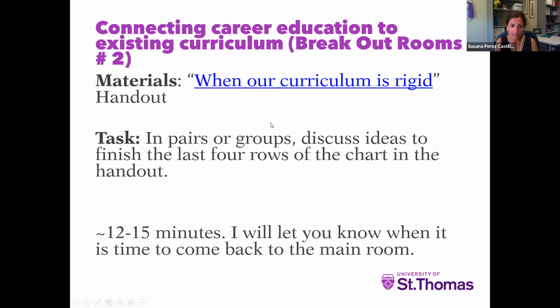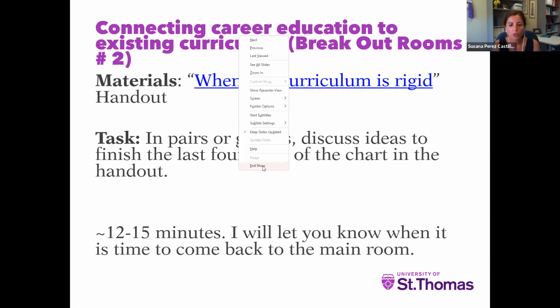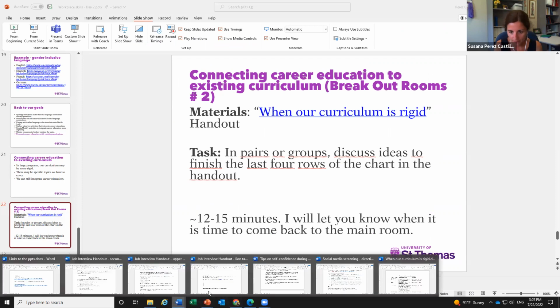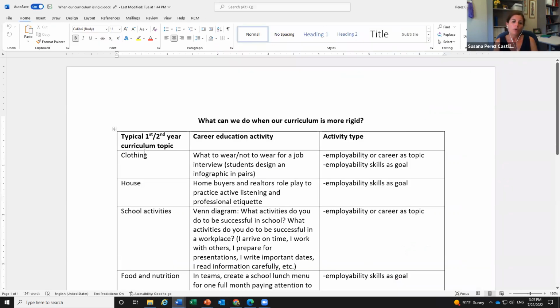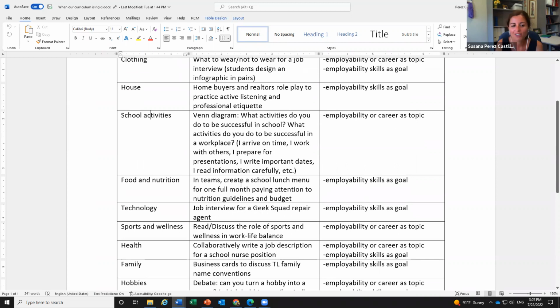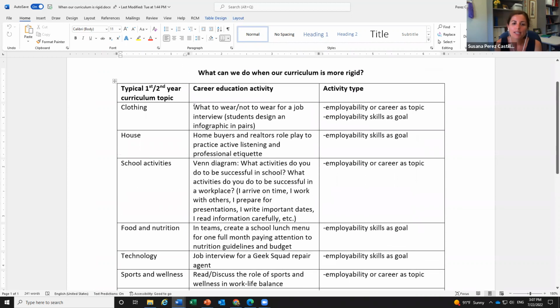So in the next, it says it's a task. We're not gonna do it in breakout rooms. I'll just do it with all of you. So this link takes you to this document, where you have the typical first and second year curriculum topic for all the languages: clothing, house, you probably have a unit on school activities, food and nutrition, technology, right? And then I give you some activities you could do. You're still covering clothing. You have that vocabulary or whatever grammar that goes with it. And you're doing an activity that targets career education at the same time.